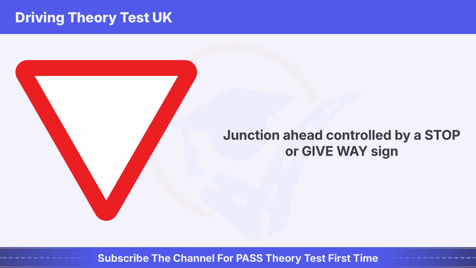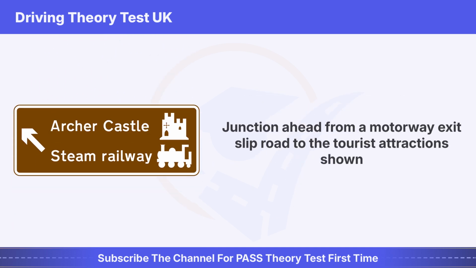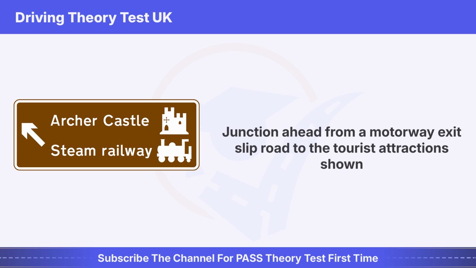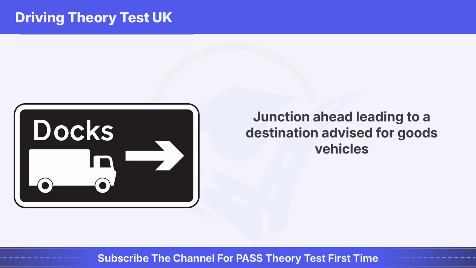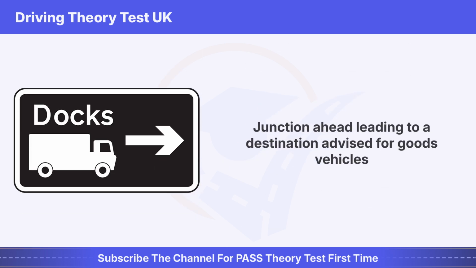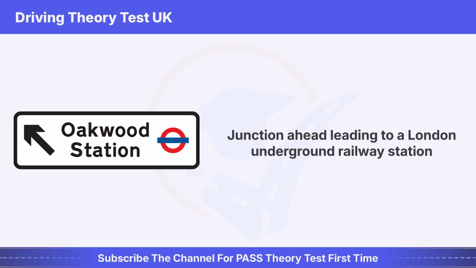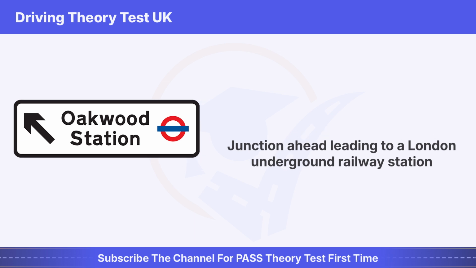Junction ahead controlled by a stop or give way sign. Junction ahead from a motorway exit slip road to the tourist attractions shown. Junction ahead leading to a car ferry. Junction ahead leading to a destination advised for goods vehicles. Junction ahead leading to a London Underground railway station.